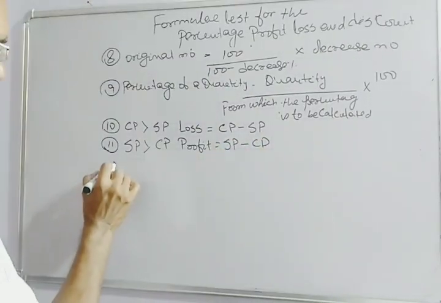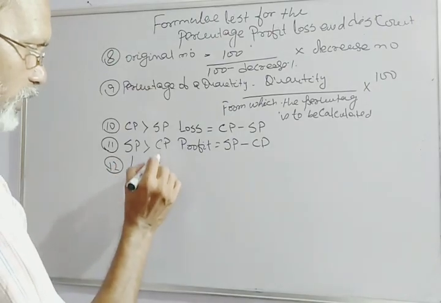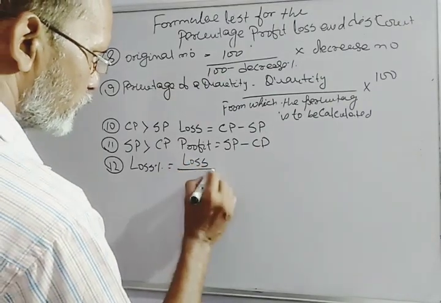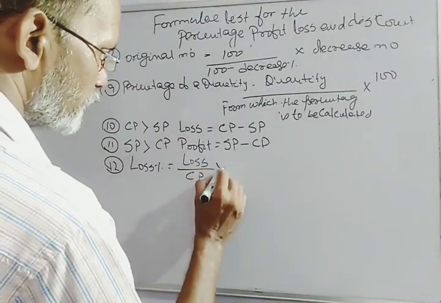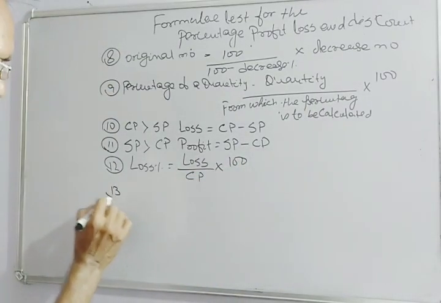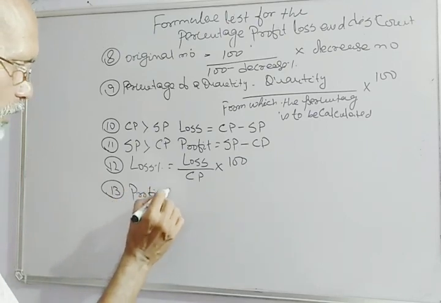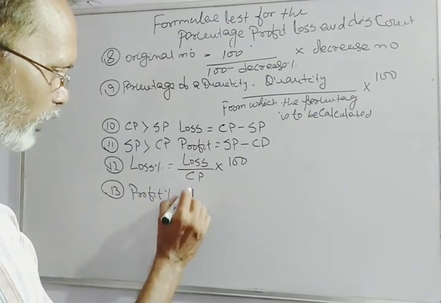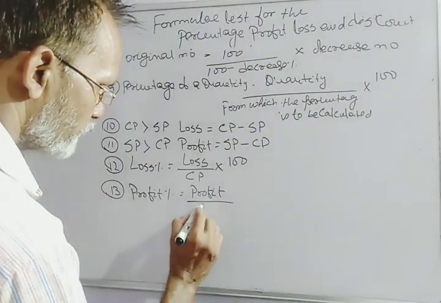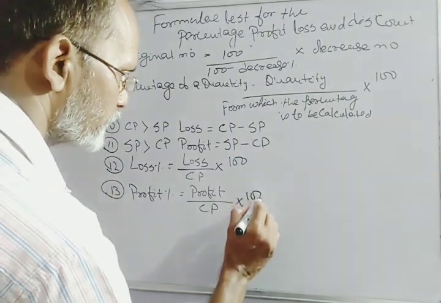Then number 12, loss percentage, that is equal to loss by cost price into 100. Then number 13, profit percentage, that is equal to profit by cost price into 100.